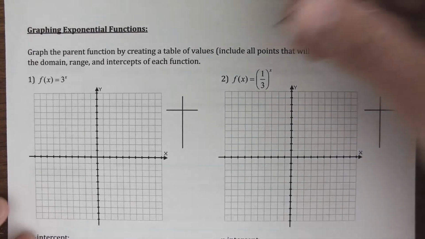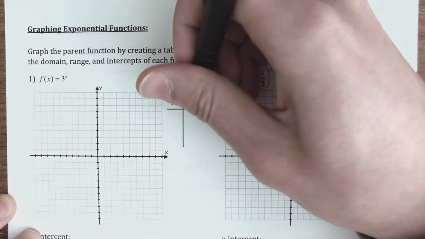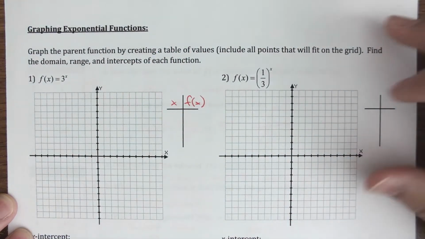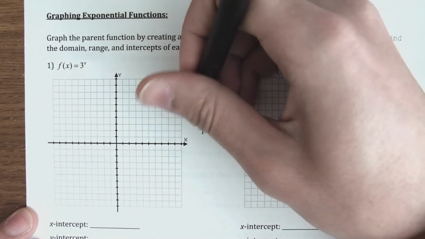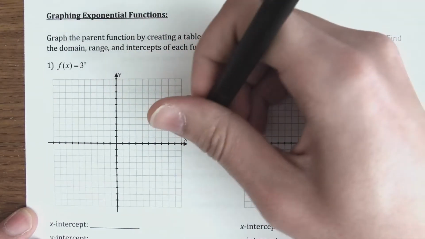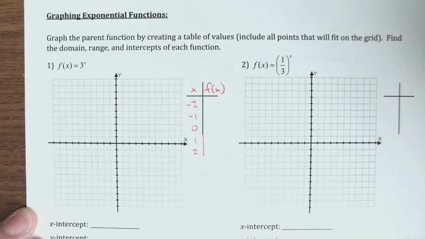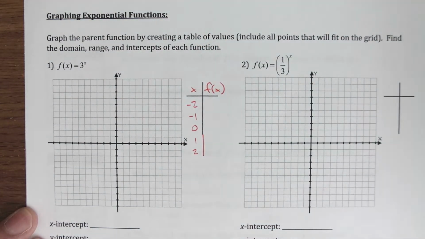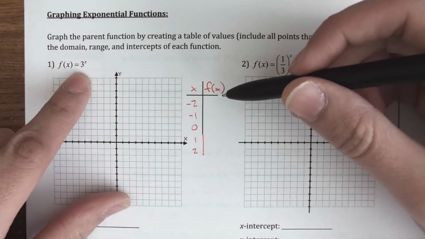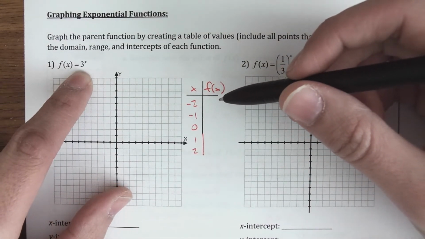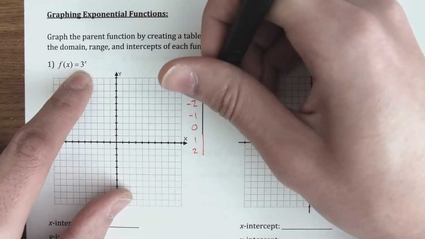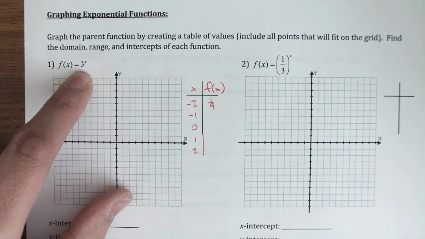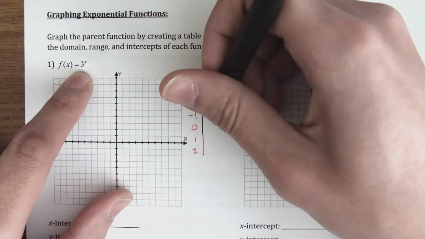So for number 1, we're going to construct a table of values, x, f of x. And we're going to choose values, we'll say from -2 to 2. So x values, -2, -1, 0, 1, and 2. And let's go ahead and plug that into our equation and see what we get for f of x. So at -2, f of -2, we have 3 to the -2 is the same as 1 over 3 to the +2, or 1/9. 3 to the -1 is 1/3.